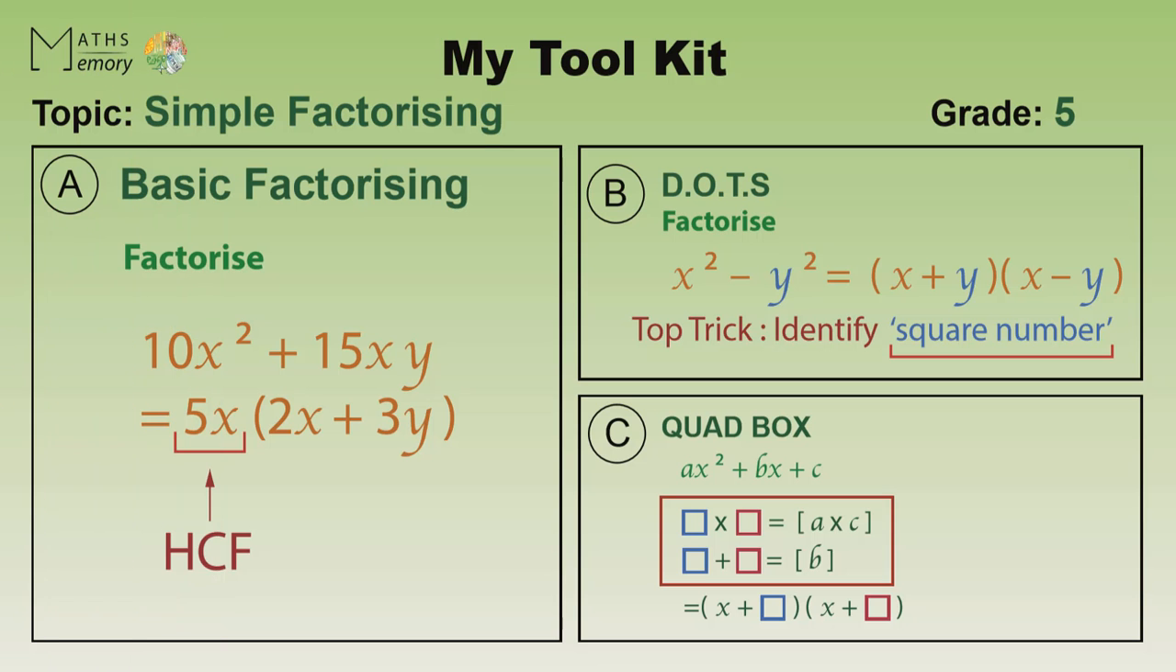Here's your final toolkit, sections A, B, and C. This is what you should have on your revision card right now, and this is going to help us to get through our Let's Do It questions. So make sure you have these written down the way we have it over here, or in your own way, in fact. And these are the 3 key elements of factorizing: basic factorizing, dots, and quad box. So pause the slide, please, and we're going to hit with our Let's Do It questions in a second.